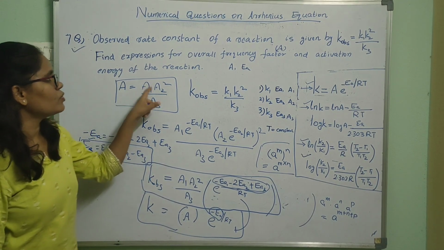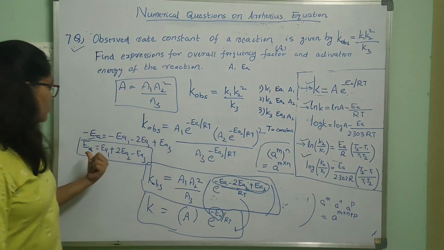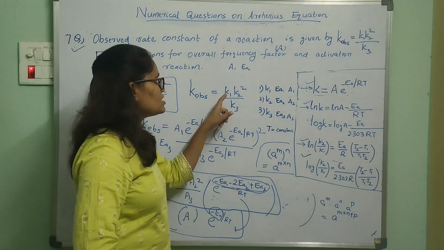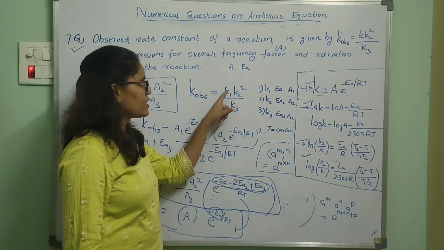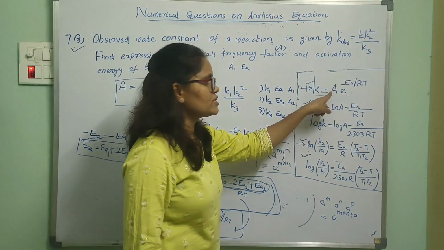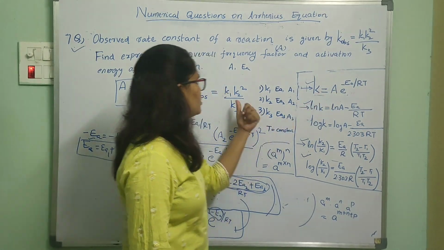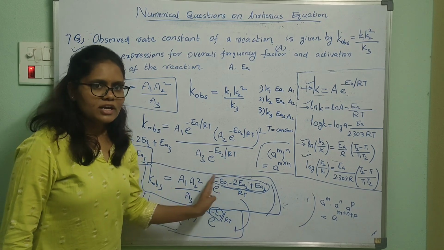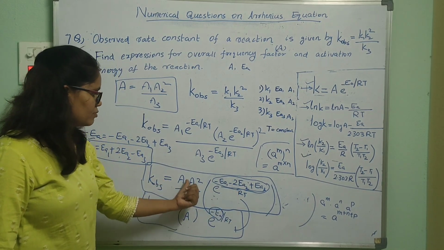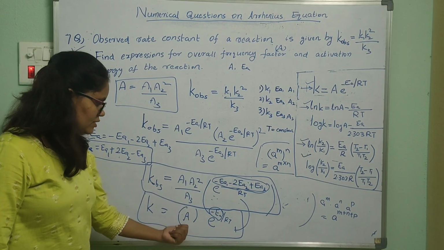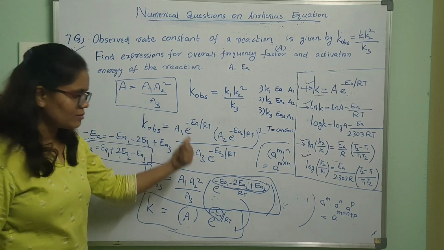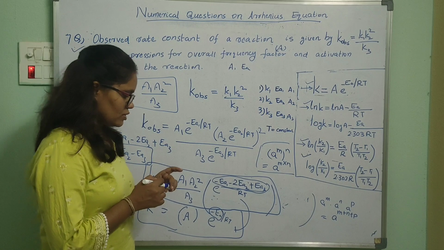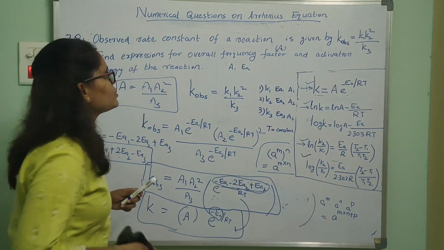Now you have the expression for overall frequency factor and overall activation energy. So in this question we did nothing special. We just substituted these rate constants with these terms in the Arrhenius equation. Then we separated the rate constants and exponential terms, and compared this with the normal Arrhenius equation. We got the overall Arrhenius parameter and overall activation energy. So this is how we solve this problem. Let's move on to the next problem.